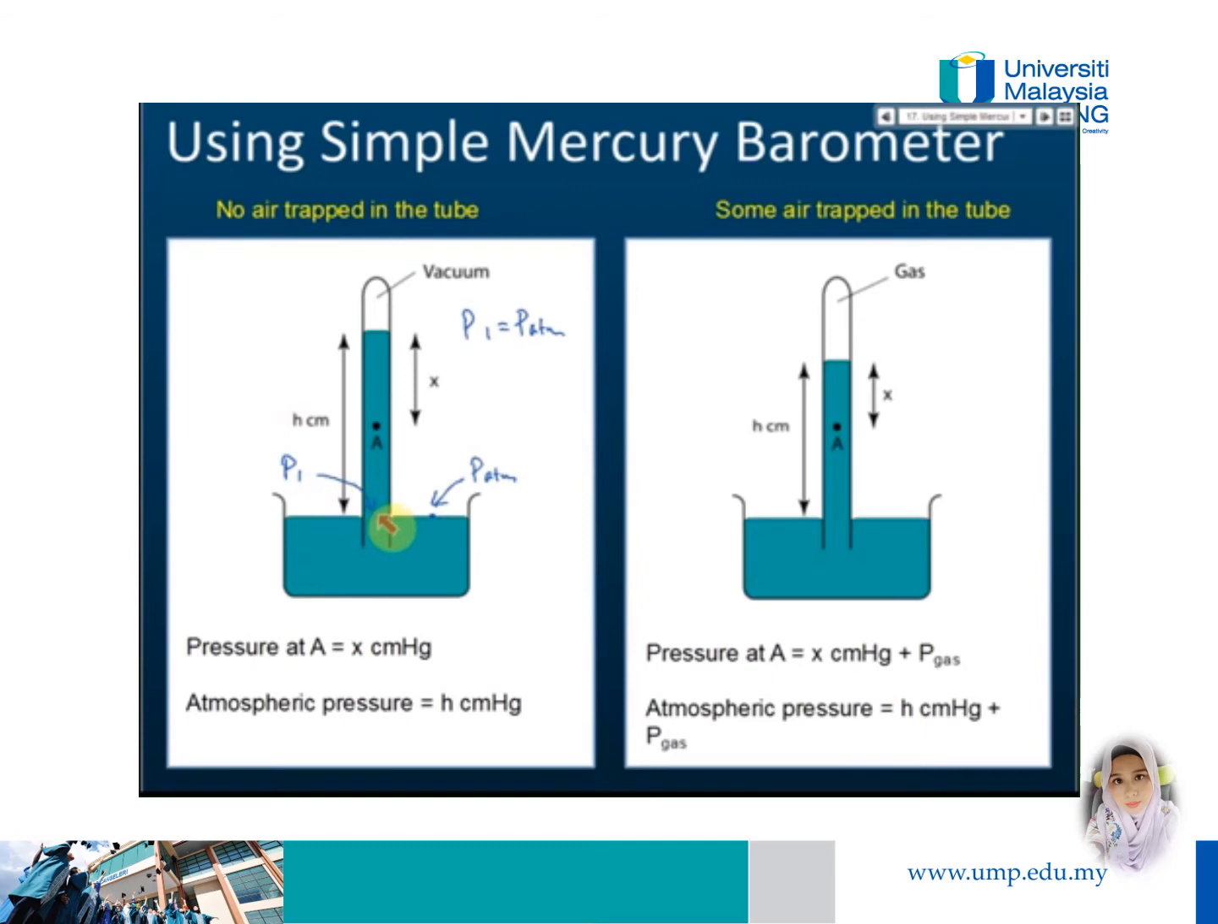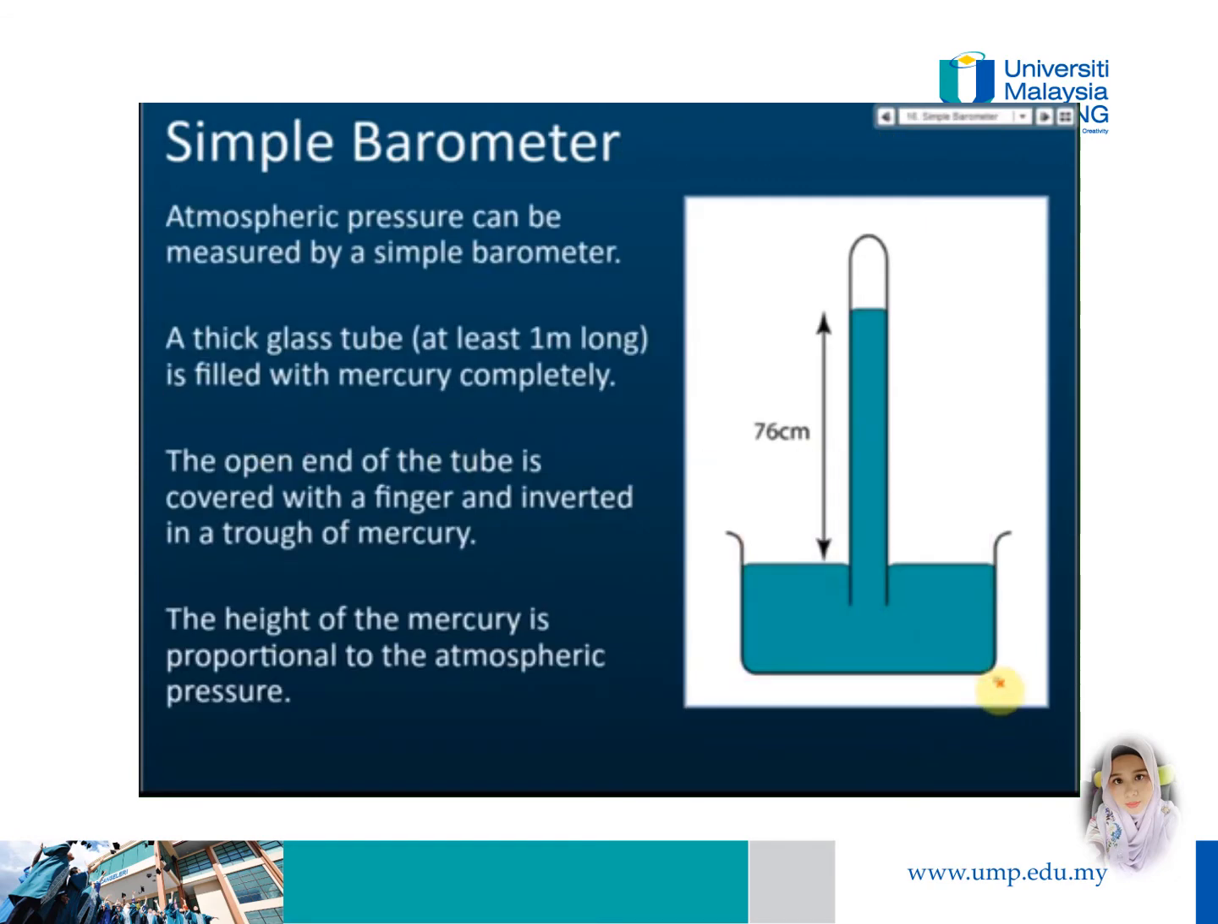Then what is the pressure at this point? The pressure at this point is equal to H cm mercury, right? Because the pressure in mercury is equivalent to the length of the mercury. So the pressure at P1 is equal to H cm mercury. Since the atmospheric pressure equals P1, the atmospheric pressure equals H cm mercury. So for this case, the atmospheric pressure is equal to 76 cm mercury, or 760 mm mercury.